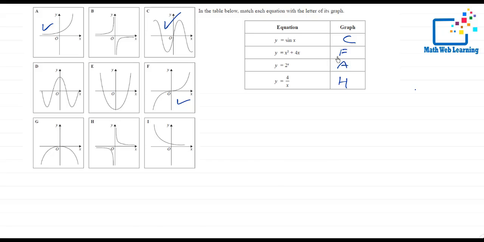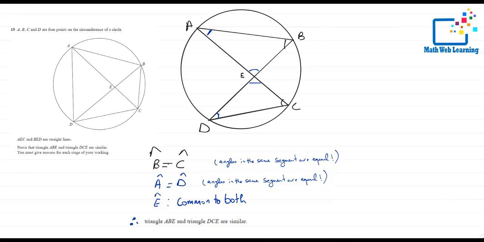Next one is question 15. It is a question on the circle theorem, and also involves similar shapes. We've been asked to show that triangle ABE is similar to triangle DCE. What I did is I went ahead and drew the circle again, exactly as it is, but without the side A to D and the side B to C.